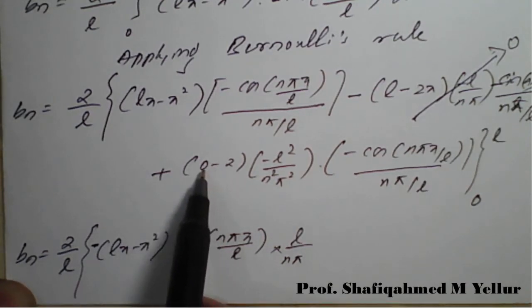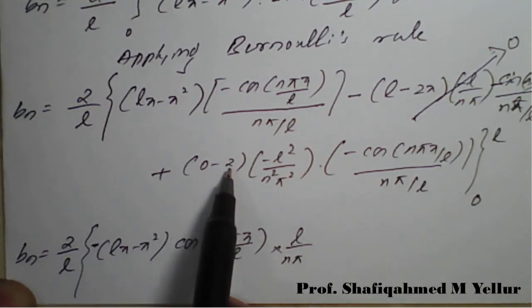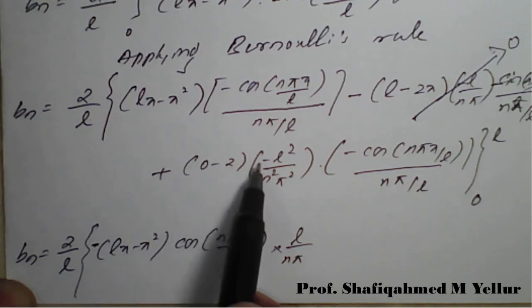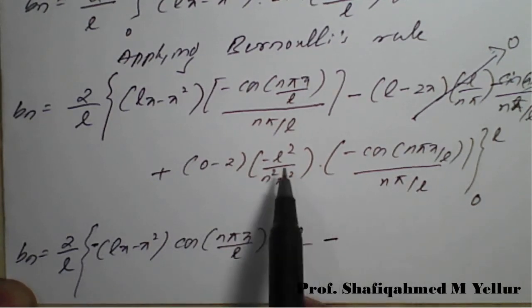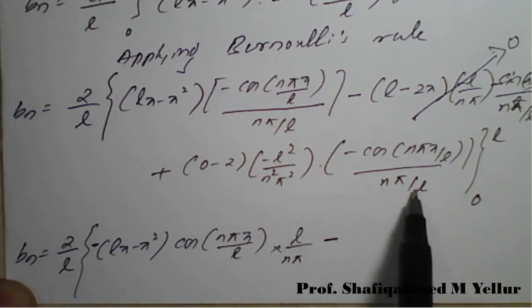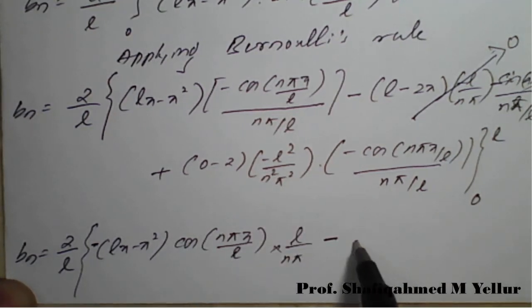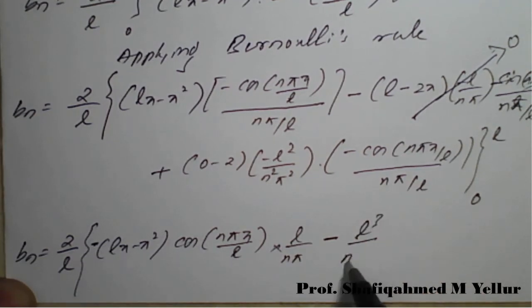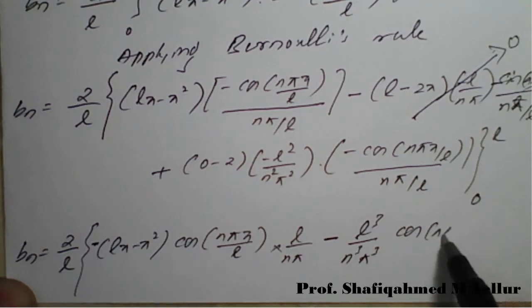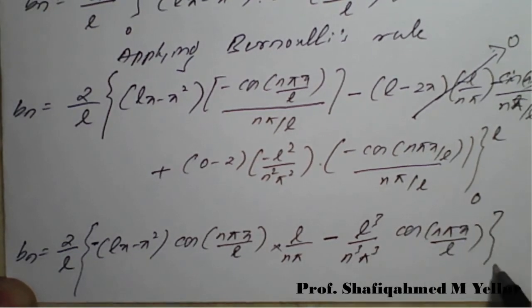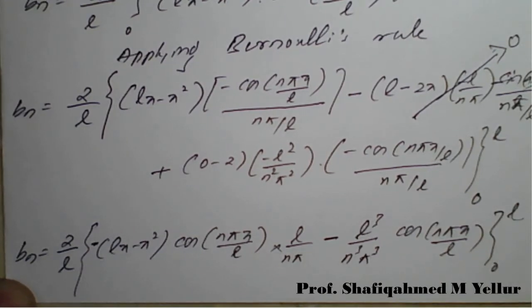Then here next, 0 minus 2 will be what here? Minus 2. This minus and this minus will become plus, plus into minus is again minus. So L square into n square pi square into this L into n pi, it will become out here L cube divided by n cube pi cube into cos of n pi x upon L, limit from 0 to L. So we'll apply upper and lower limit in these terms and we'll see what happens.